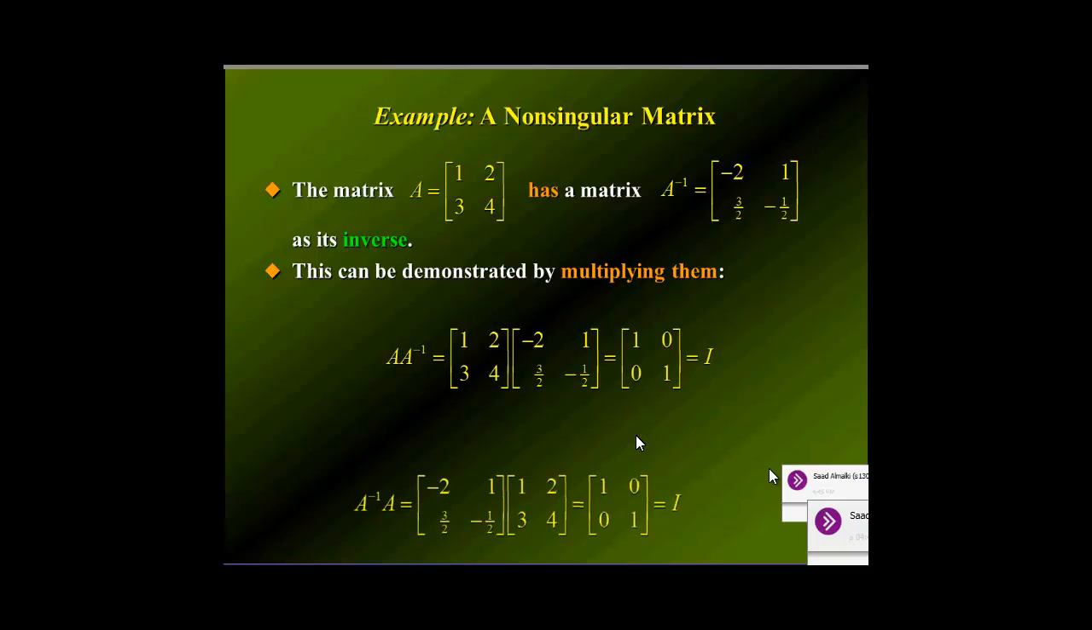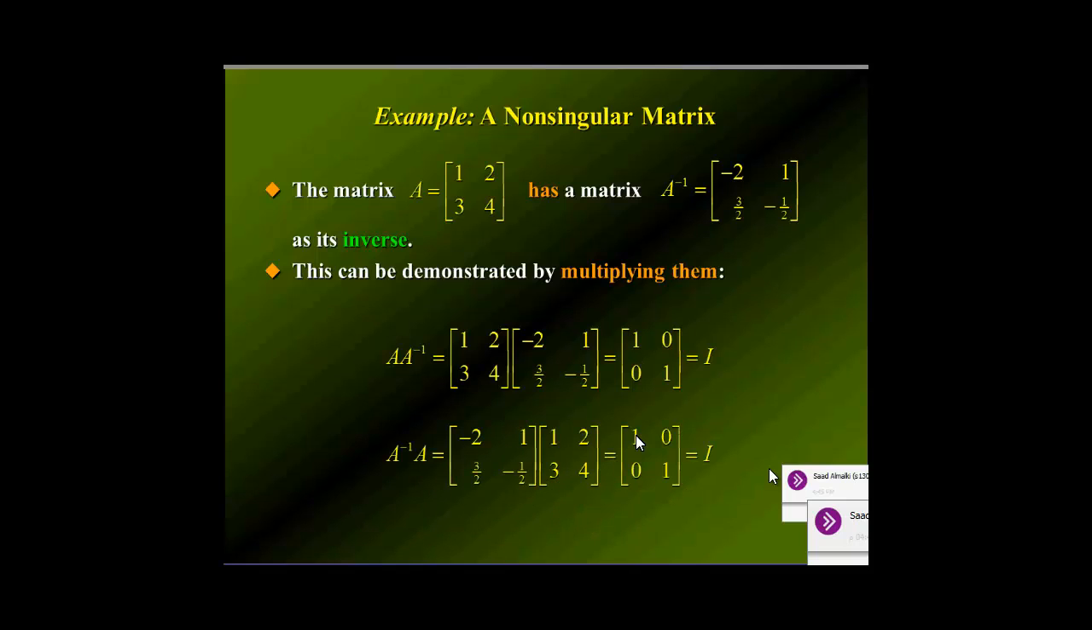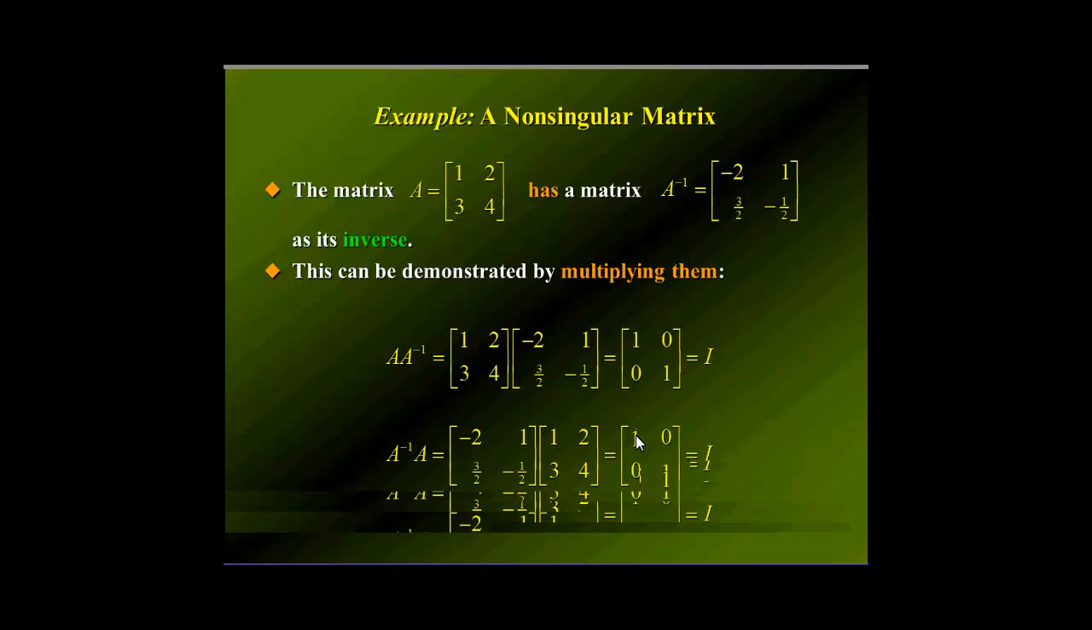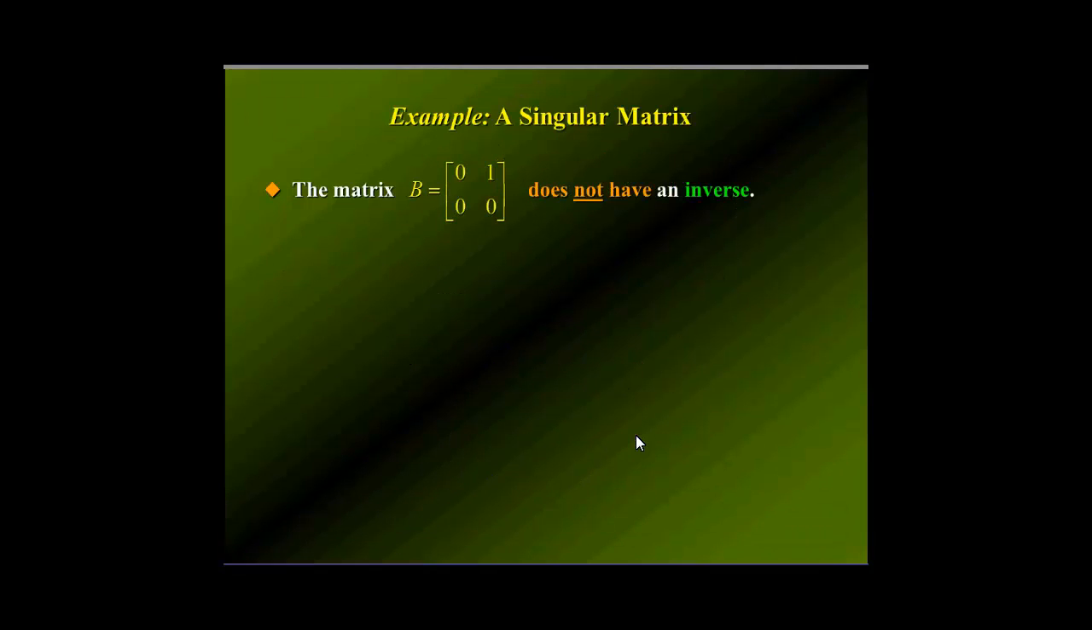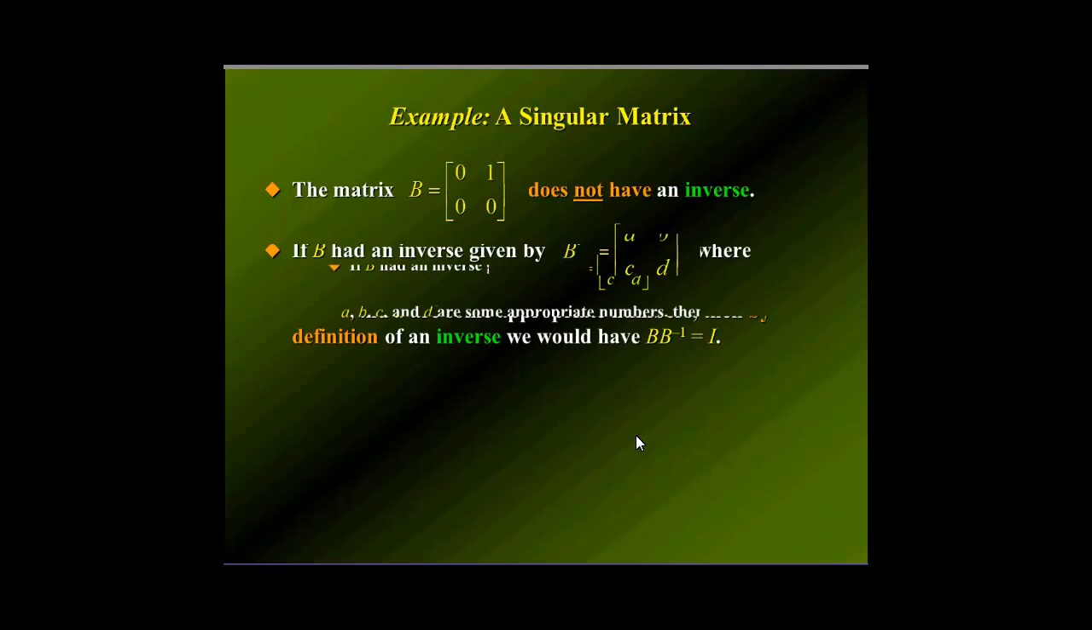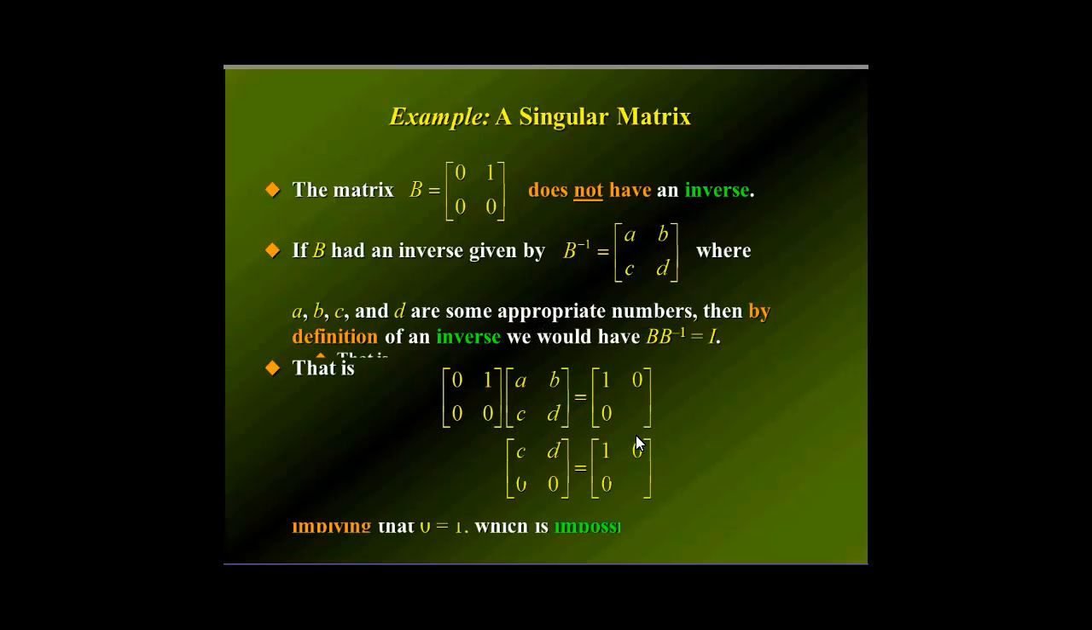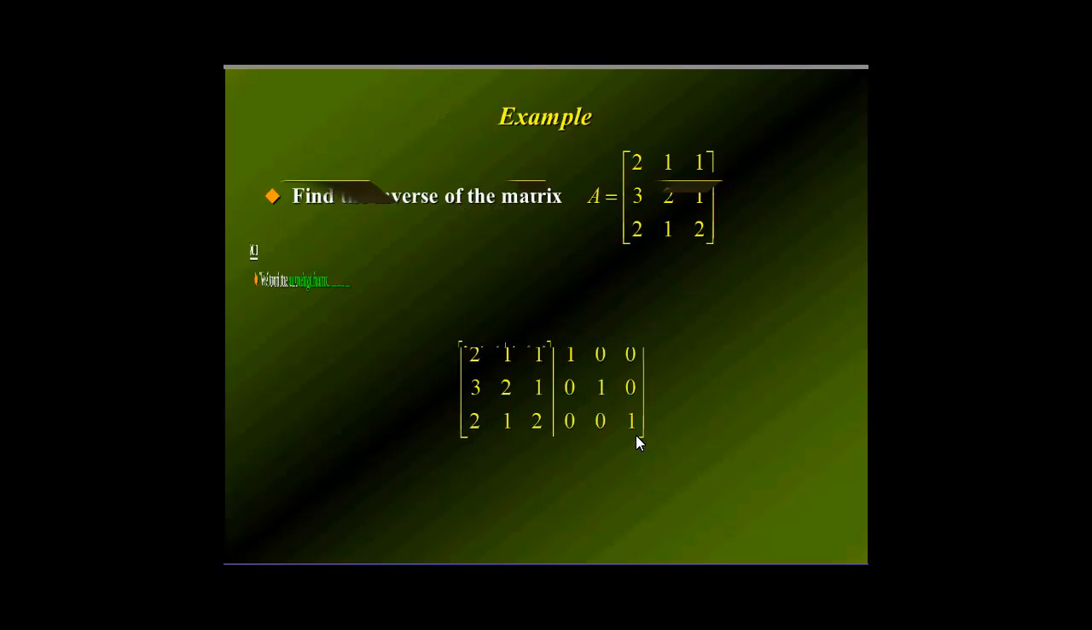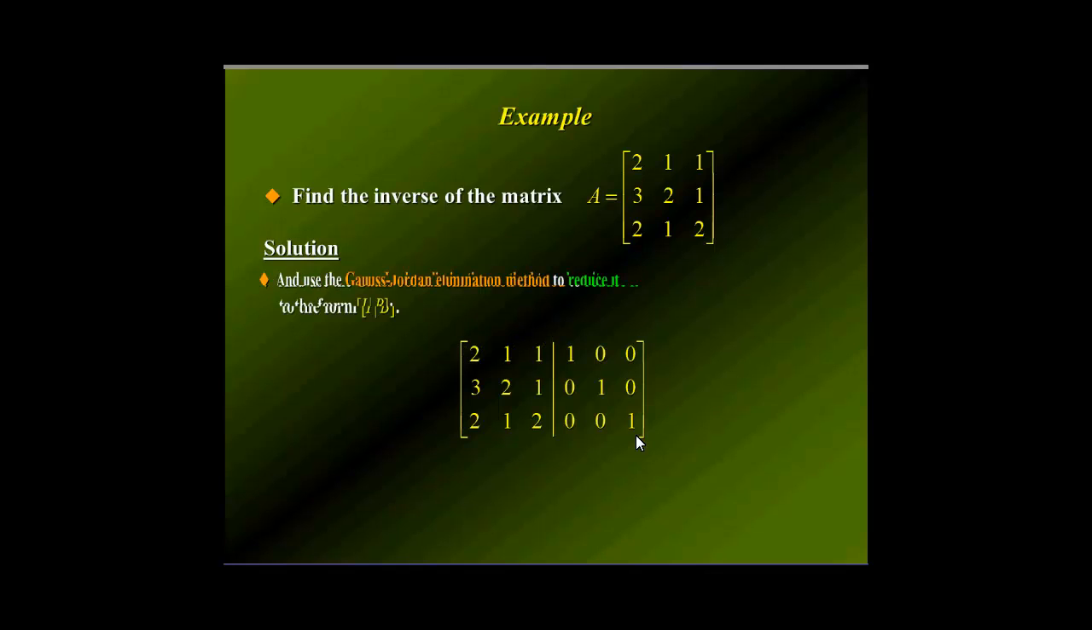After that I will show you how we can find the inverse. Either we find A into A inverse or A inverse into A, we will get the same result, that is an identity matrix. There are two methods to find the inverse of a matrix.